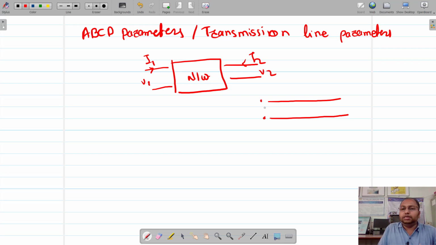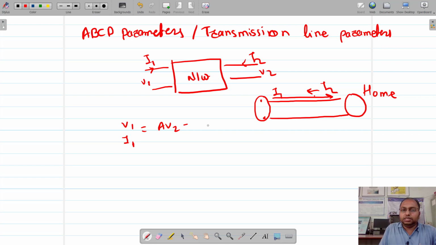So let us say this is our transformer, and this is our home. Remember that current is always going to flow from this point to this point, so it is not going to flow in the other direction. That's why, whenever we write the equations, we write them in terms of input voltage and input current: V1 = AV2 - BI2, and I1 = CV2 - DI2.